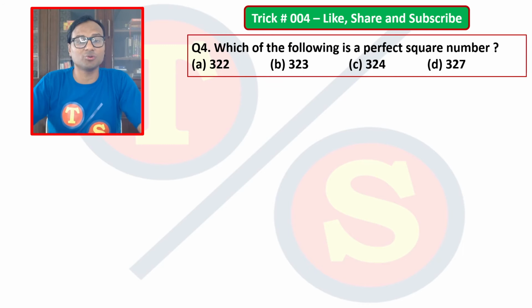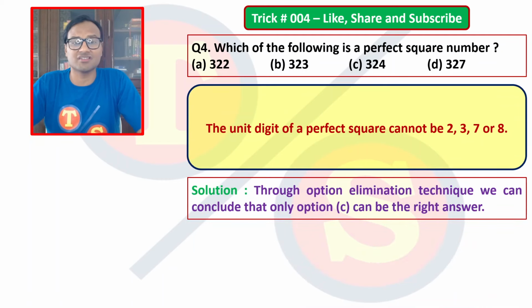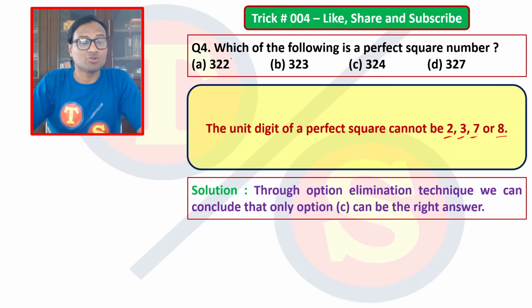And now we move on to question number 4. Which of the following is a perfect square number? Now there is a very small technique. I guess we all learned it in class 6th, 7th, that any perfect square cannot end with 2, 3, 7 or 8. It means the unit digit of any perfect square number cannot be 2, 3, 7 or 8. With that logic, answer option A is gone. With that logic, answer option B is gone. With that logic, answer option C is gone. So the only answer option left is 324.